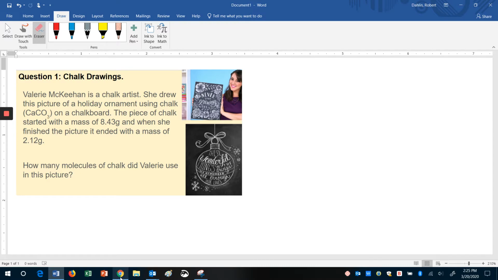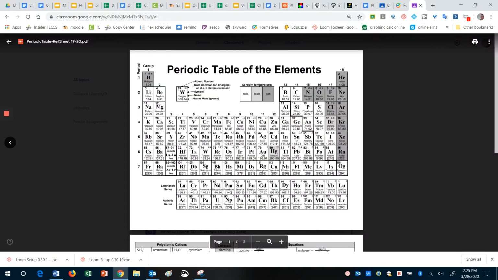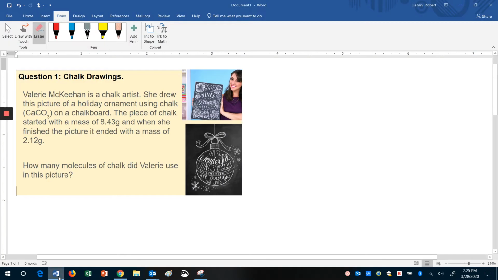Or if you go to Google Classroom, and especially if you go to the classwork tab, I'm not sure where it is on stream, but if you go to classwork, the second thing on here is our equation sheet. If you click on that, you can print it, or just click on it and you can use it as you need it. So anyway, what we're going to do here is go through a couple of the questions.